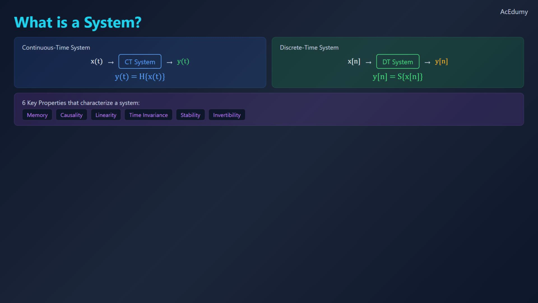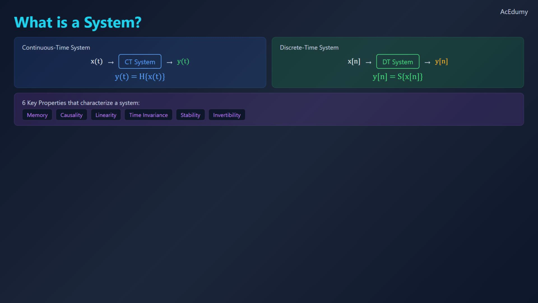A system takes one or more input signals, processes them, and produces one or more output signals. For continuous time systems, we write x of t as the input and y of t as the output, connected by the operator H. The notation y of t equals H applied to x of t means the system transforms the entire input signal into the output.